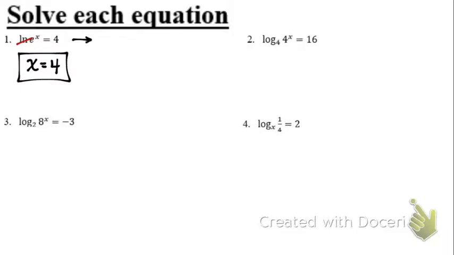The other way that you could have thought through this one is to rewrite this as an exponential. So e to the 4th power equals e to the x power, and then I can see that x would have to be 4. That's another way to think through the problem.